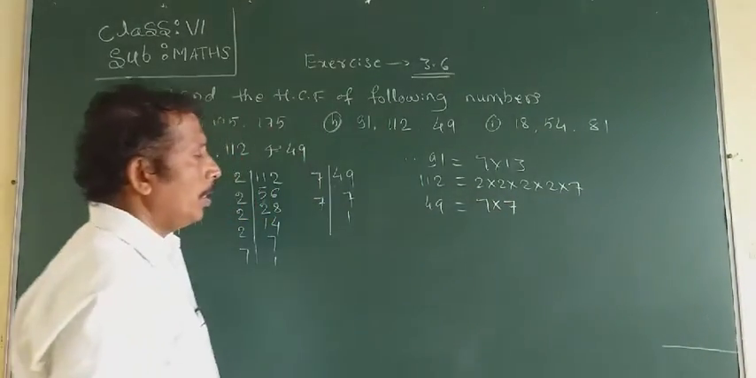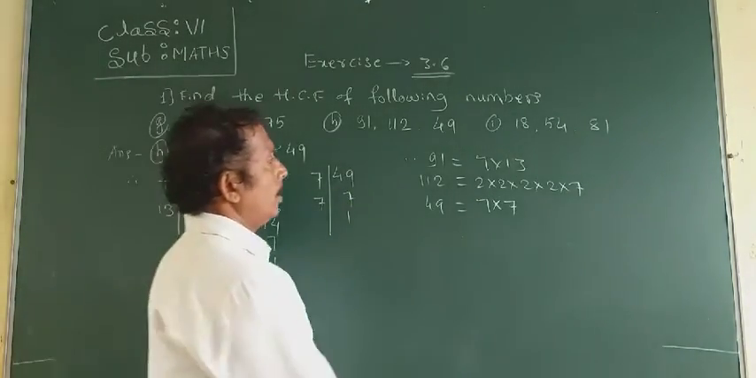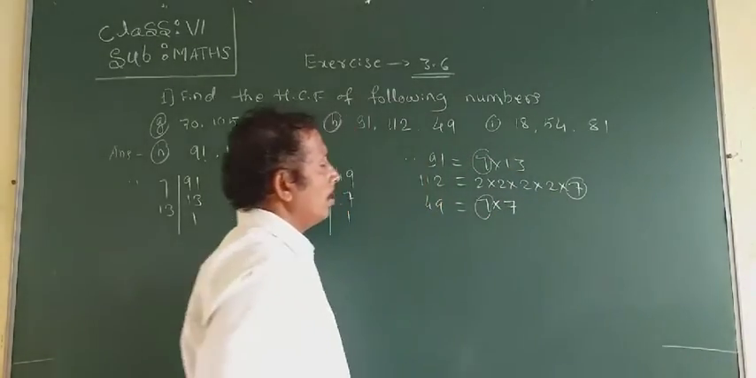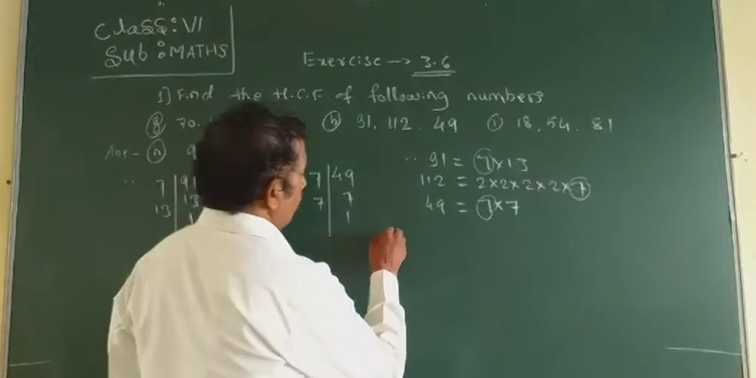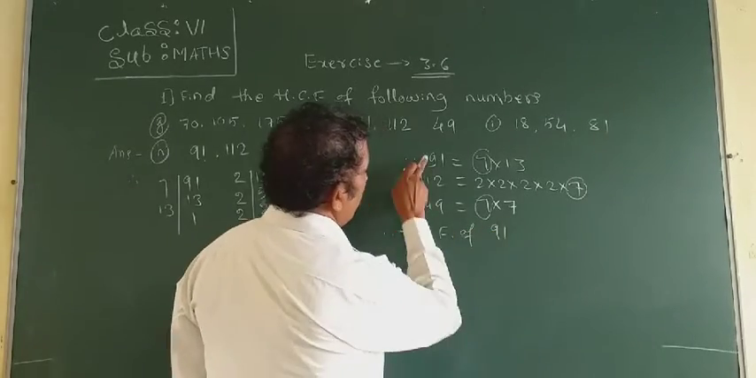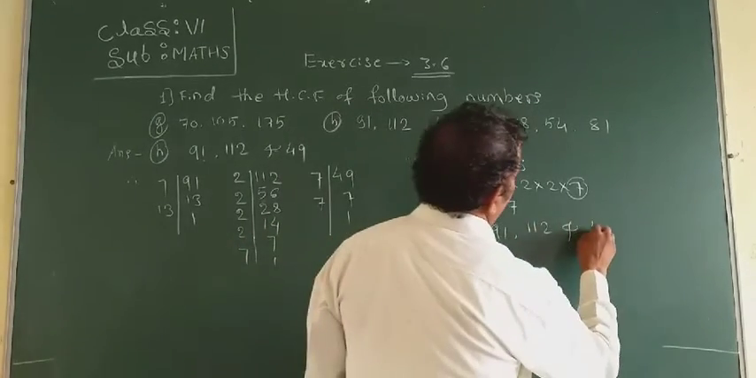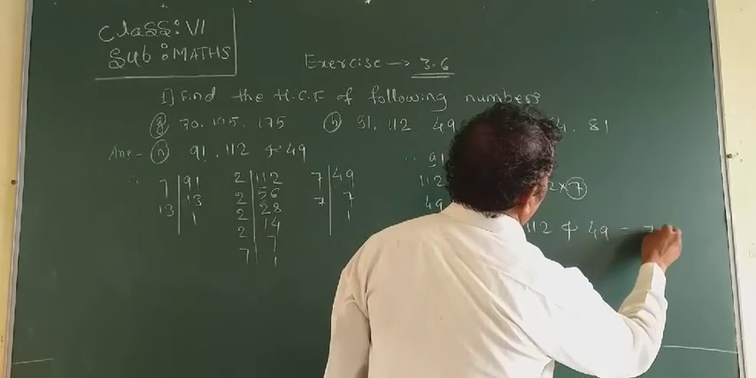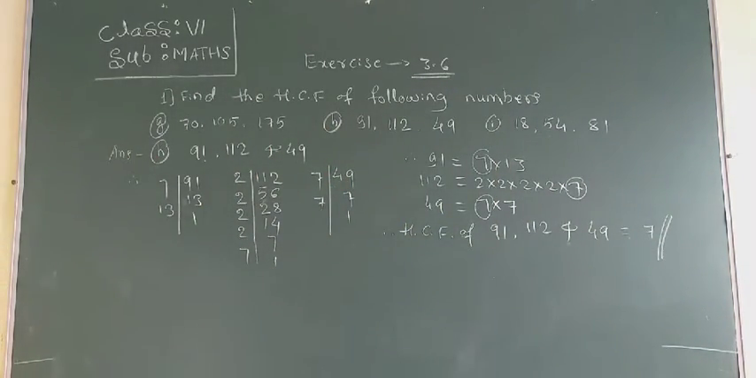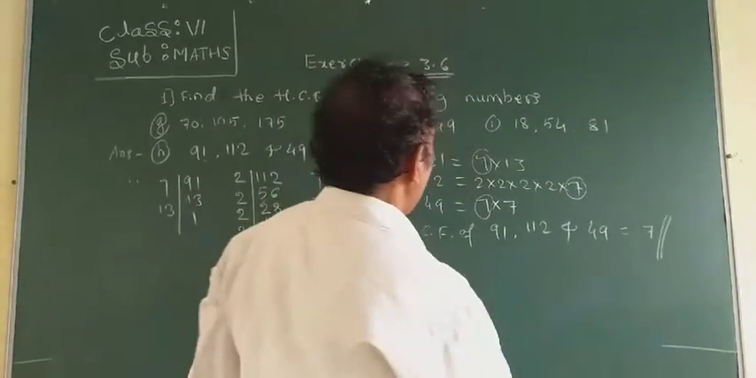Now encircle the number which is common in all the three factorizations. 7 is common in all the three factorizations. Therefore, highest common factor of 91, 112 and 49 is equals to 7. Similarly, take the next numbers 18, 54 and 81.